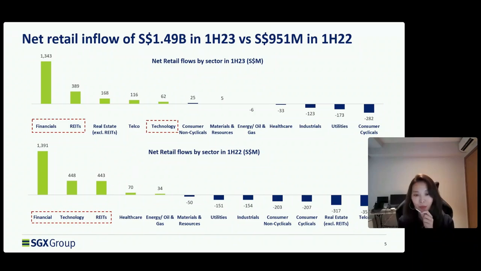In terms of the sectors that we are seeing, financials, REITs, technology continue to be the top net buy sectors for this first half of the year and also last year. Financial sector, we have seen that it's largely driven by the three banks here in Singapore. All of them actually reported record FY22 net profits.